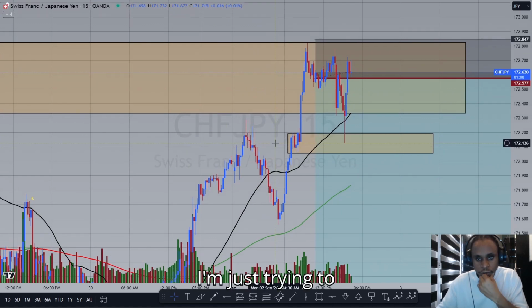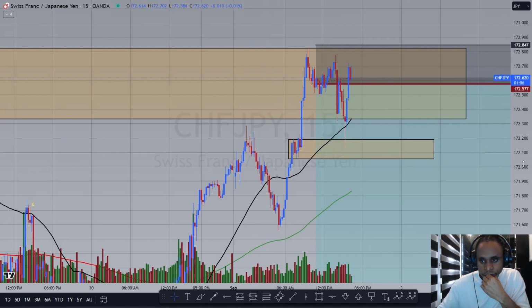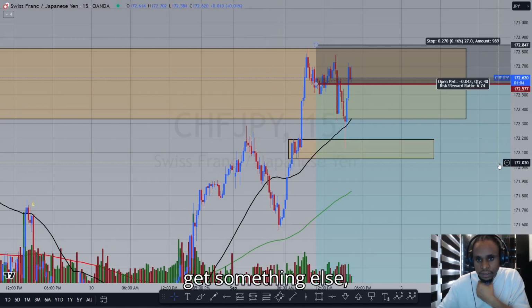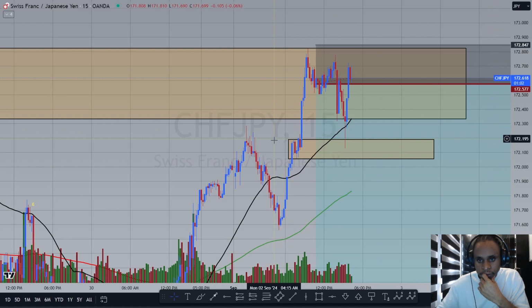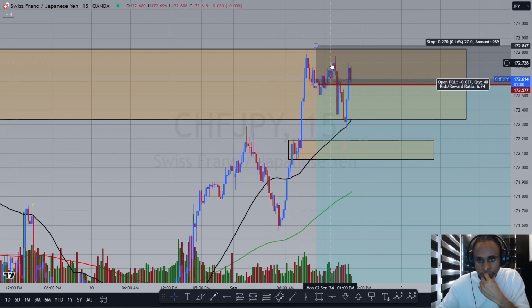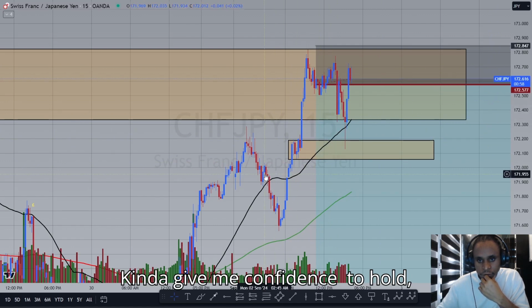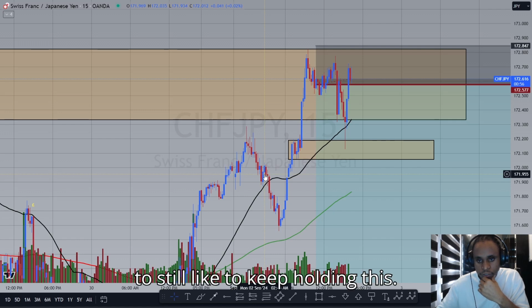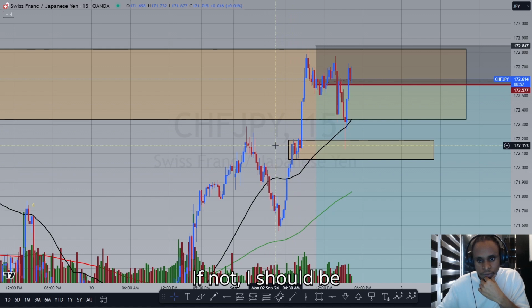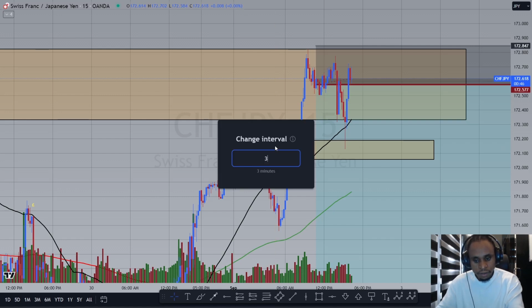I'm just trying to get something that will give me more confidence to keep holding this. If not, I should be getting out of this trade. 30 minutes, I'm saying.